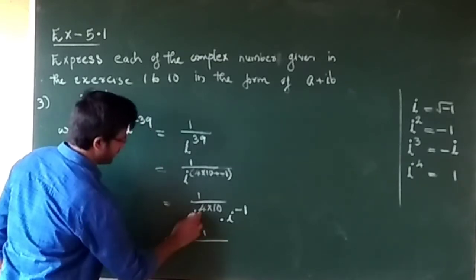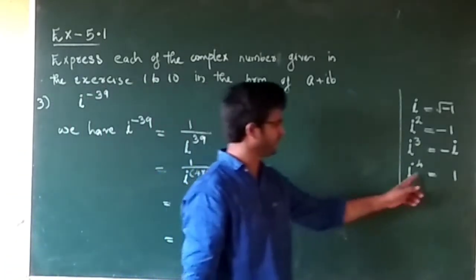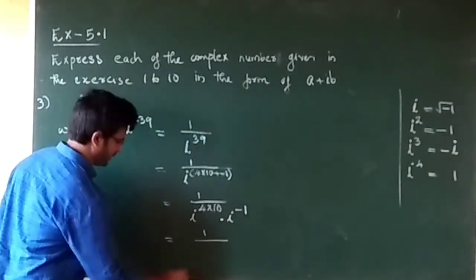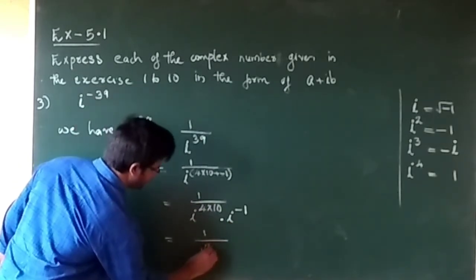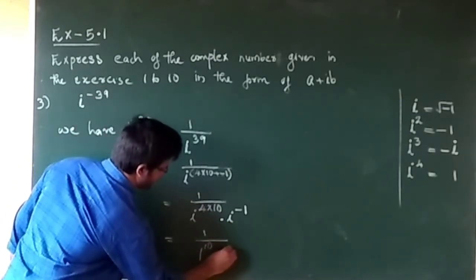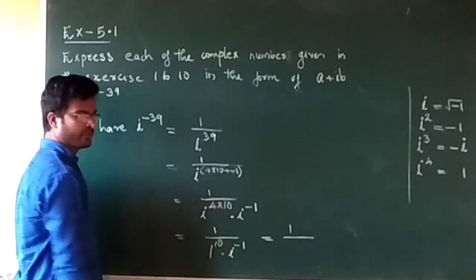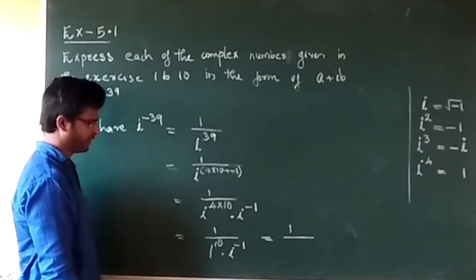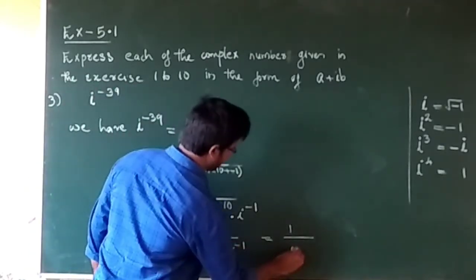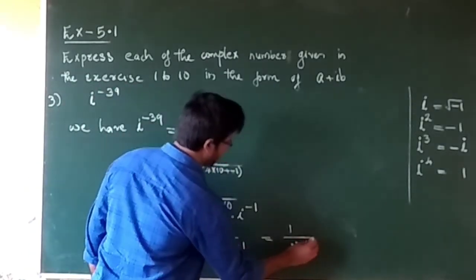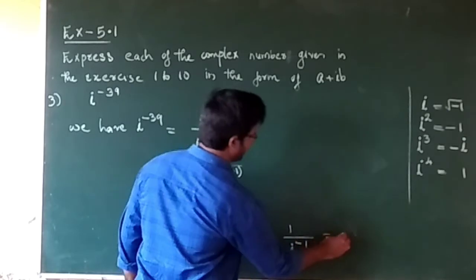1 divided by i raised to 4. What is i raised to 4? That is 1. We can write 1 raised to 10, and i raised to minus 1: 1 divided by 1 raised to 10. That is 1 only, isn't it? No need to write. Then the remaining i raised to minus 1 we can write as i.